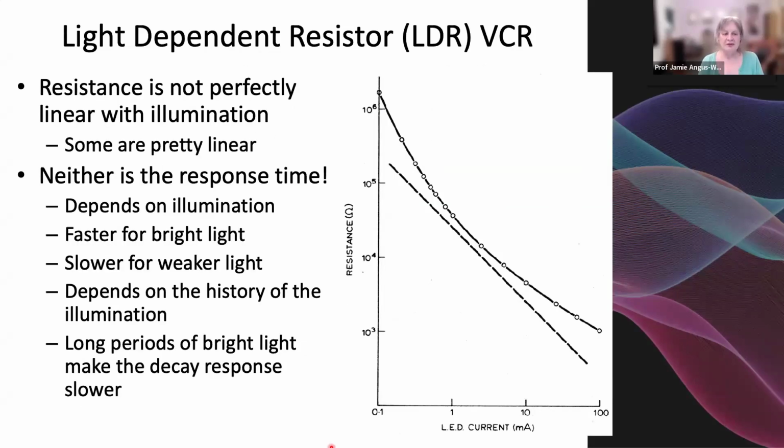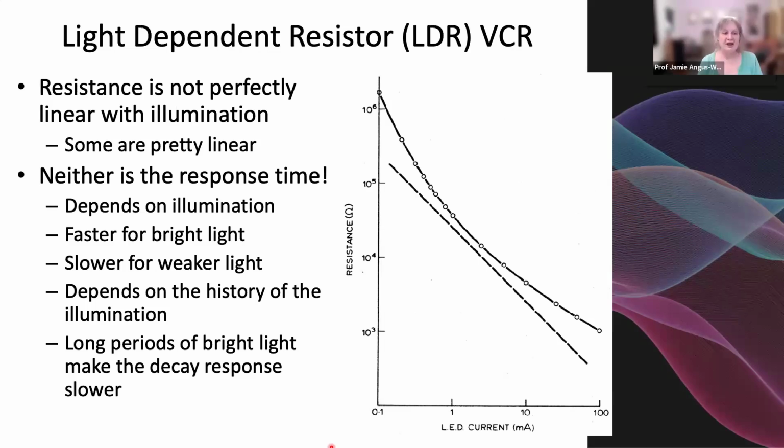Now, resistance isn't perfectly linear with illumination, although some are quite linear, but there's a typical example off to the side in the drawing next to the text. The response time is also not linear. It's actually dependent on illumination, and it's faster for bright lights. It can go to low resistance very quickly. It's slower for weaker lights, and also it depends on the history of the illumination, which we'll come back to later on. And long periods of bright light actually make the decay response it takes to get to higher resistance slower.